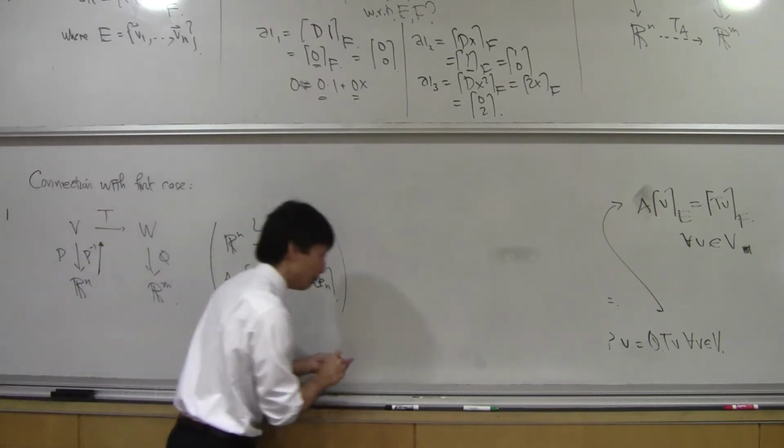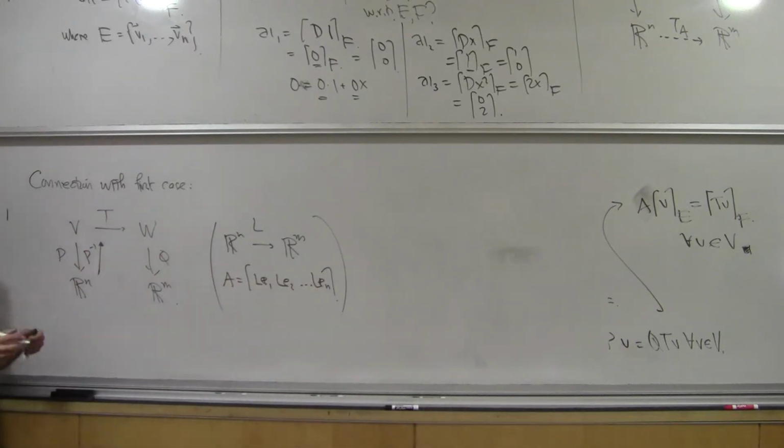Okay, we can go up. And we're going to make a map from Rn to Rm. Okay, here it is. First, go up through P inverse, then go across through T, and then go down through Q.